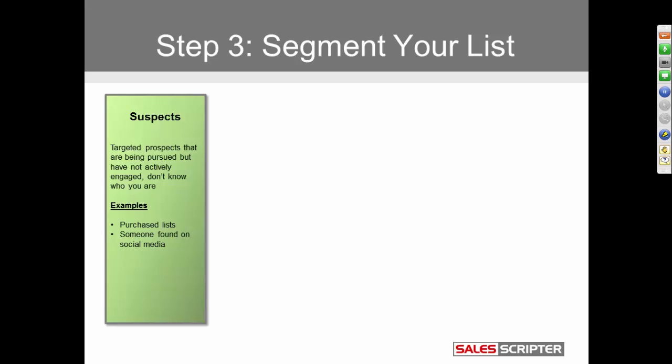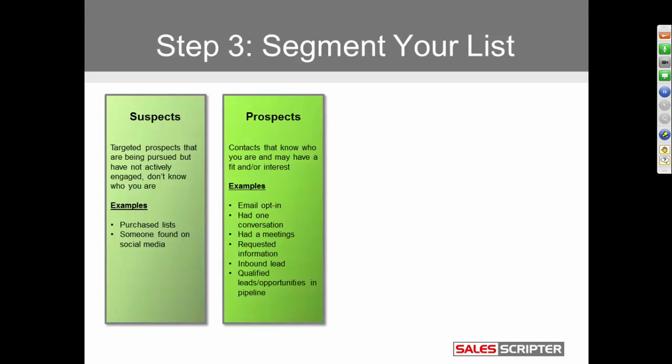One is your suspects. These are the people that you've never spoken to. They don't know who you are. A good example of these contacts is maybe a list that you've purchased. So you want to label these as suspects. All you have is their company, their name, their email address.